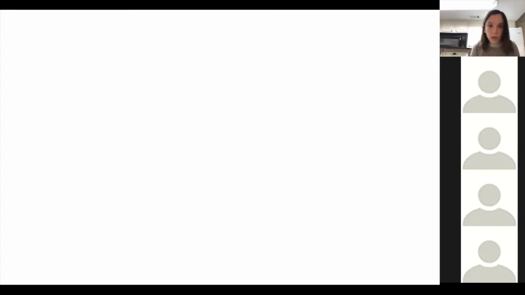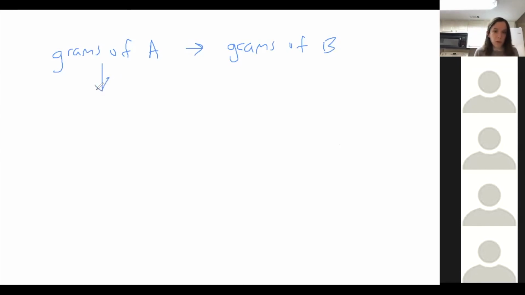So just two quick things before you start the chapter review today. The first thing is that if you have grams of a substance, we'll say just grams of A, and you want to go to grams of B, there's no direct conversion from grams of A to grams of B. You have to always go to moles first. So if ever you're given grams of a substance, you should always start by converting it to moles.